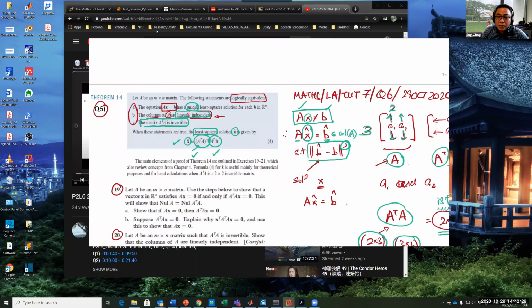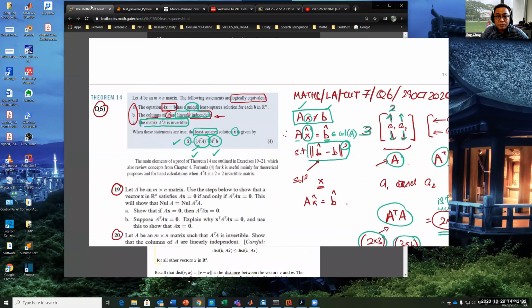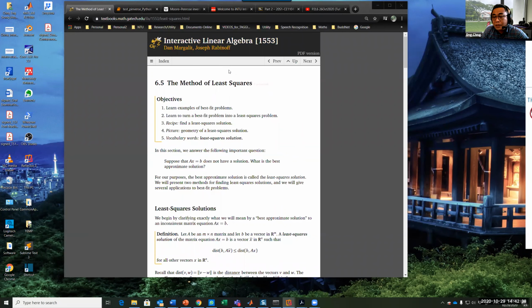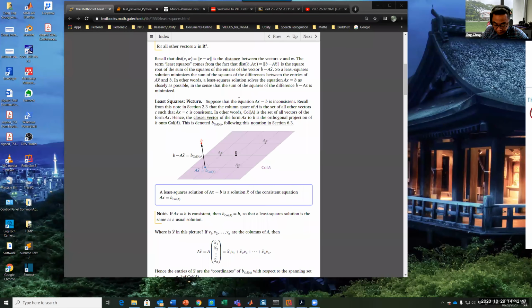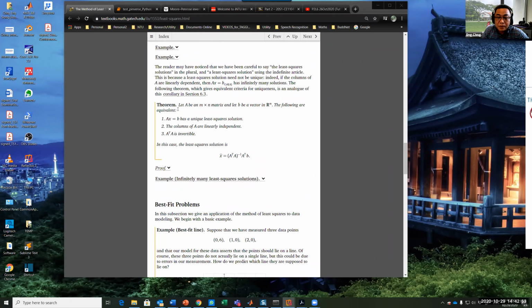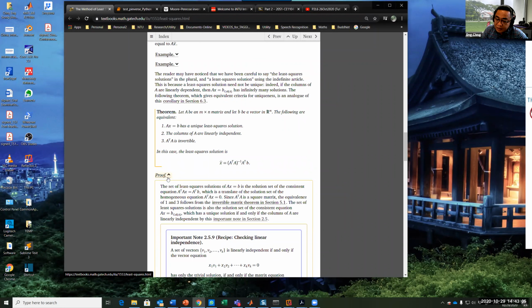Now, this problem has been examined by this book, Interactive Linear Algebra, Georgia Tech. They put up a nice online book, which you can take a look at. In the middle of this chapter, which is chapter 6.5, you will see exactly the same question as we are being asked now. It says this is the theorem: Ax equals b has a unique least squares solution if the columns of A are linearly independent, and A^T A is invertible. The proof is only about 10 lines of explanation, so you can read that.